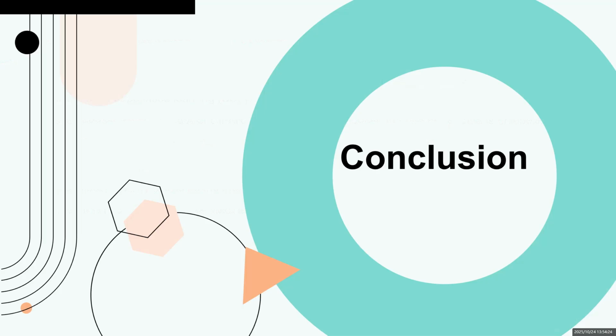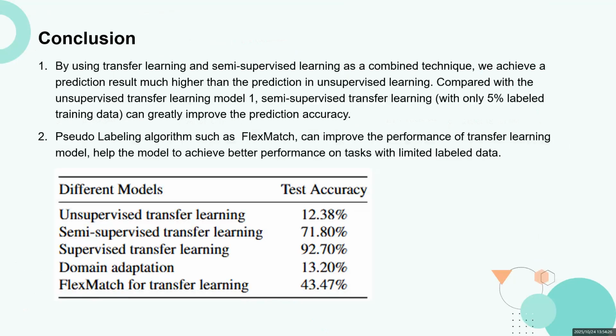Now, let me make a conclusion. By using transfer learning and semi-supervised learning as a combined technique, we achieve a prediction result much higher than prediction in unsupervised learning. Compared with unsupervised transfer learning Model 1, semi-supervised transfer learning, with only 5% labeled training data in Model 2, can greatly improve the prediction accuracy.